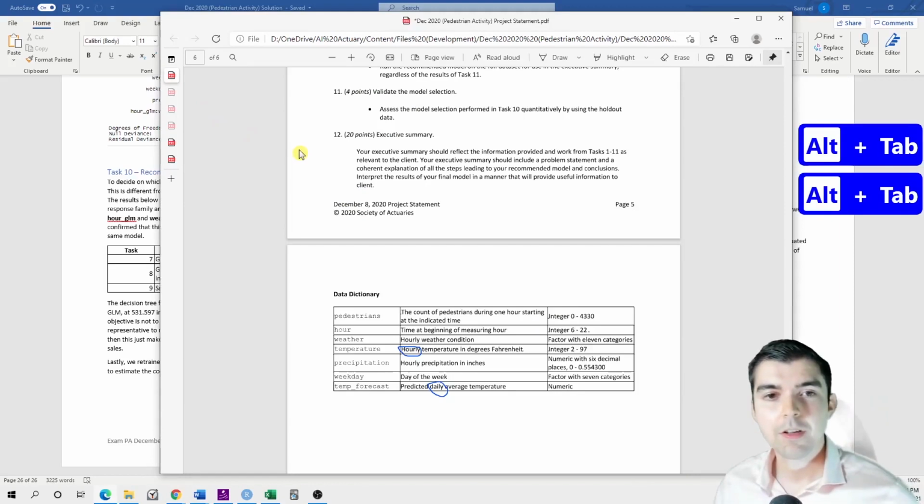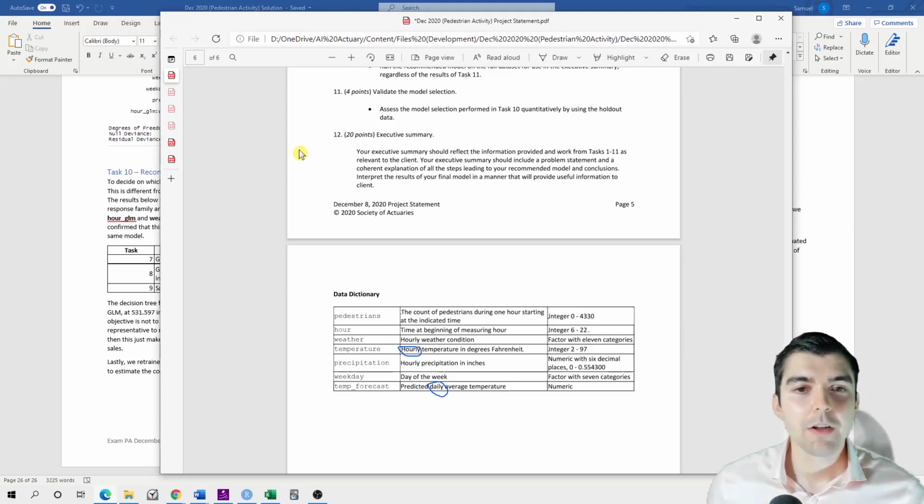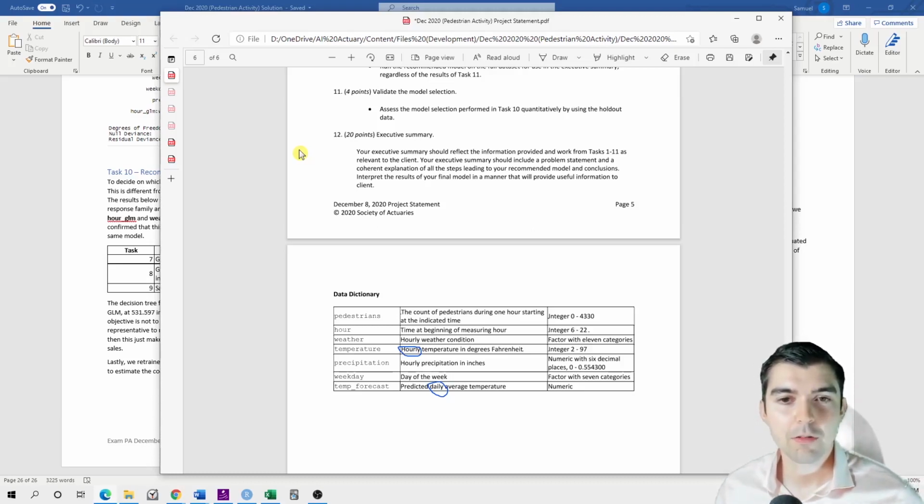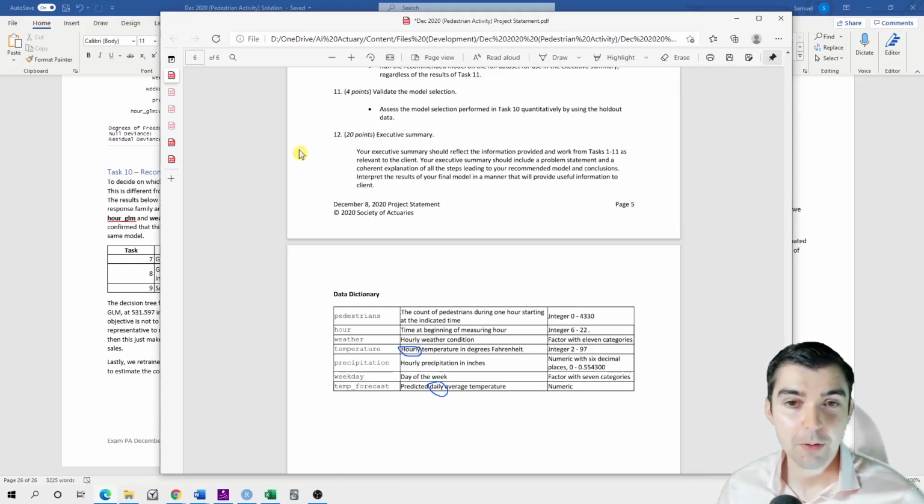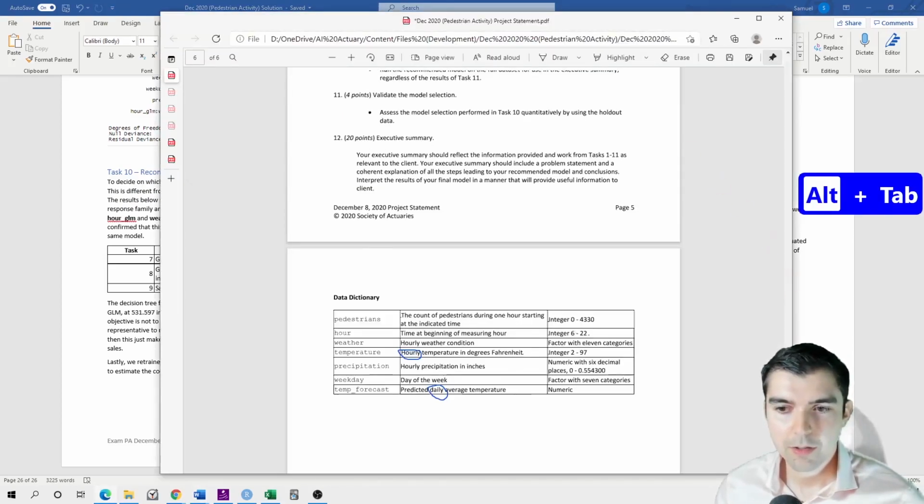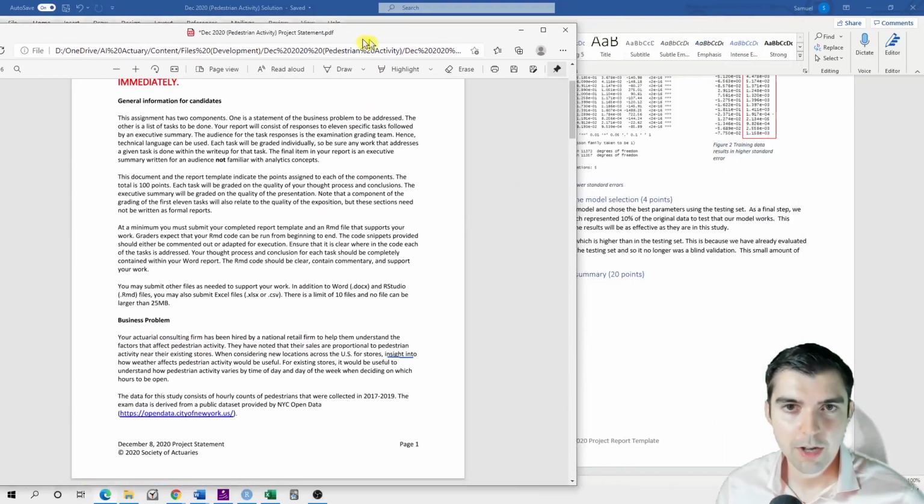20 points. Executive summary. Your executive summary should reflect the info provided from tasks 1 to 11 as relevant to the client. Your executive summary should include a problem statement and a coherent explanation of all the steps leading to your recommended model and conclusions. Interpret the results of your final model in a manner that will provide useful information to the client. So first of all, we just need to restate the business problem. So let's go back to the initial business problem. Our actuarial consulting firm has been hired by a national retail firm.